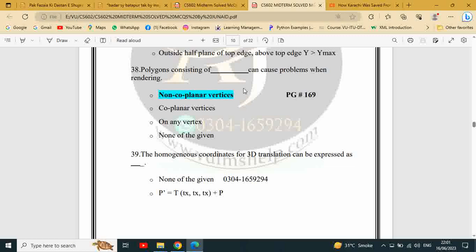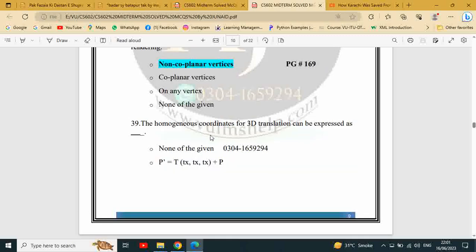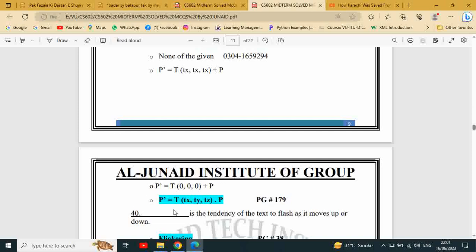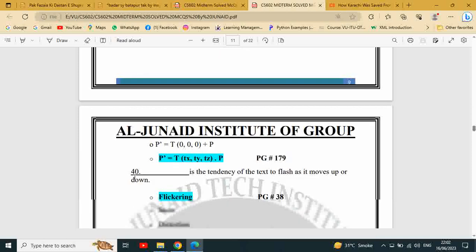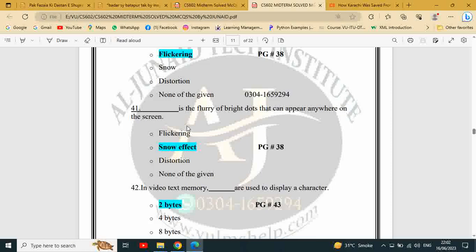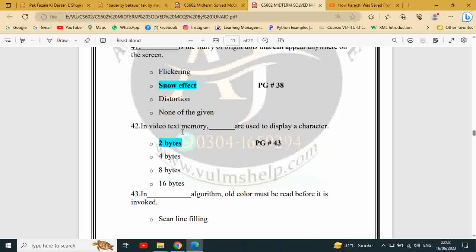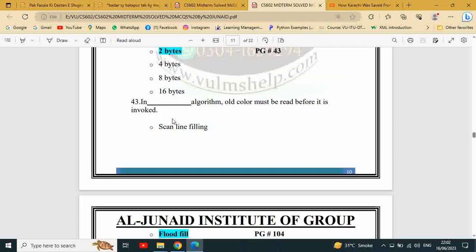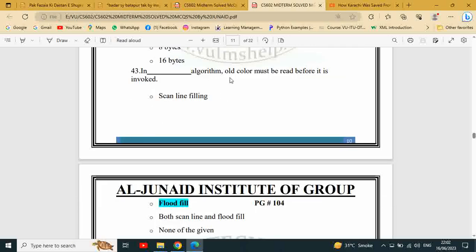Polygon inconsistent non-coplanar can cause problem when rendering. The homogeneous coordinates of 3D translation can be expressed as p' is equal to T(tx, ty, tz) into p. Dash is the tendency of the text to flash as it moves up or down. Flickering is the tendency. Dash is the fuzzy bright dots. Snow effect is the fuzzy bright dots. In video text memory, 2 bytes are used to display characters. In dash flood fill algorithm, old color must be read before it is invoked.